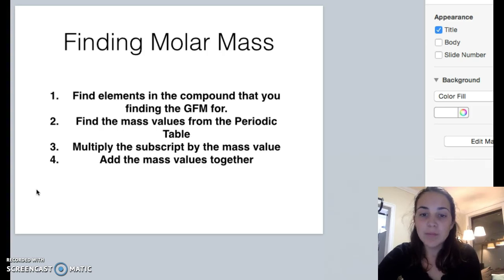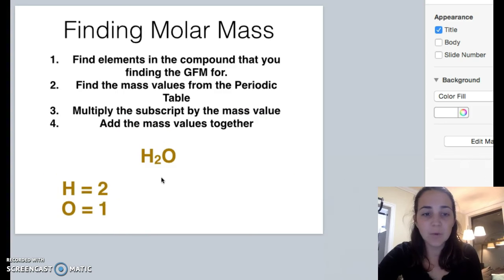Please remember that the molar mass and the gram formula mass are technically the same thing in terms of these conversion problems. In order to find my molar mass, I need to find the elements in the compound that I'm looking for. I need to find the mass values from the periodic table. I'm going to multiply the subscripts by the mass value, and then I'm going to add all of the masses back together again. So if we look at this for water, water has 2 hydrogens and it has 1 oxygen.